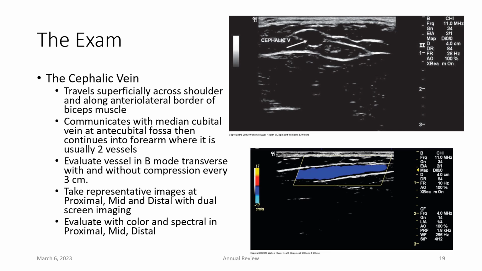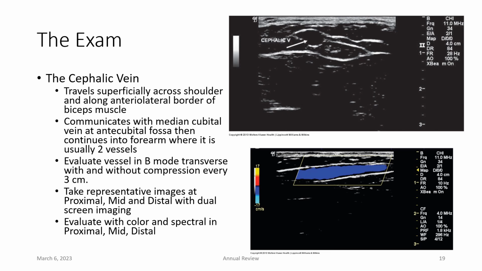Now, at some points, depending on the patient's anatomy, you may end up having two cephalic veins in that region. So with your cephalic vein, you're going to want to identify it at that proximal region where you see it connecting with the subclavian. And then you're going to want to follow that cephalic vein down the length of the arm with compressions every 2 to 3 centimeters as it goes down the radial side of the arm.